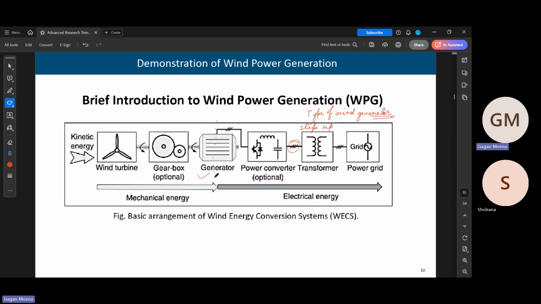So here the kinetic energy goes into the wind turbine, which converts the kinetic energy into mechanical energy by rotating the shaft. So this is a low speed shaft. And then here we have a gearbox arrangement which increases the speed. So this becomes a high speed shaft. And this high speed shaft rotates a generator which generates the output.